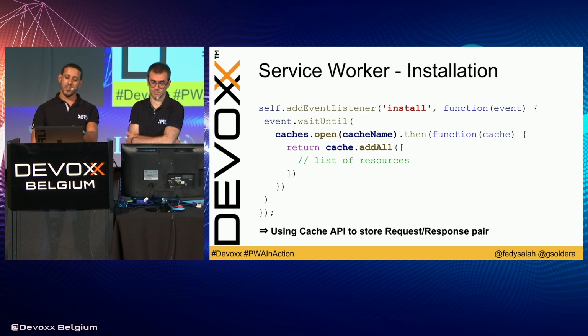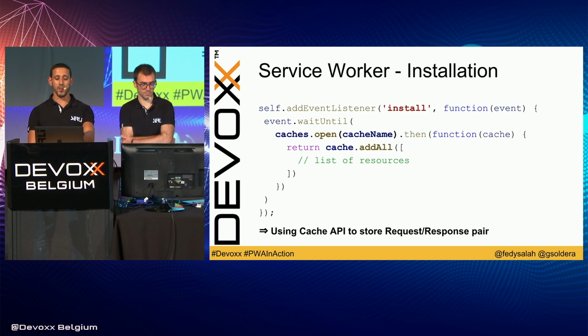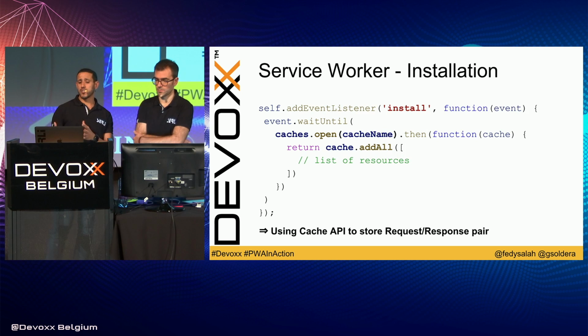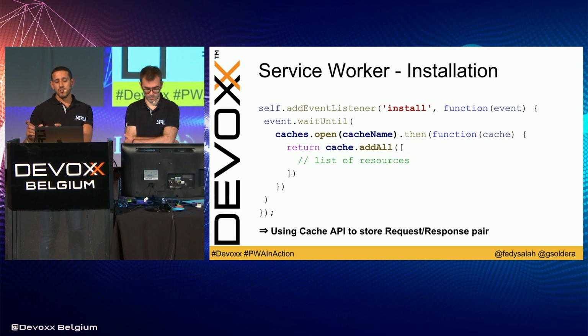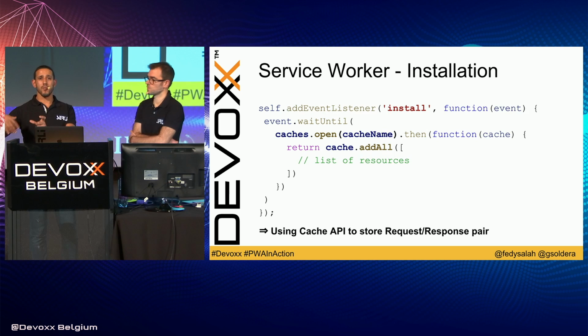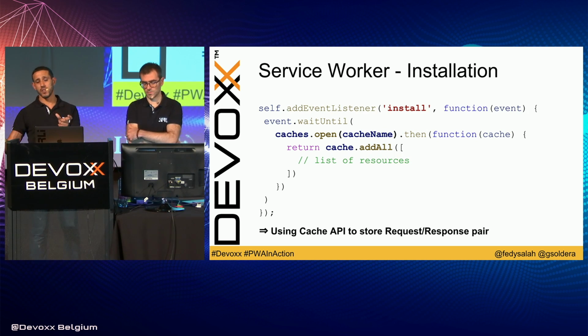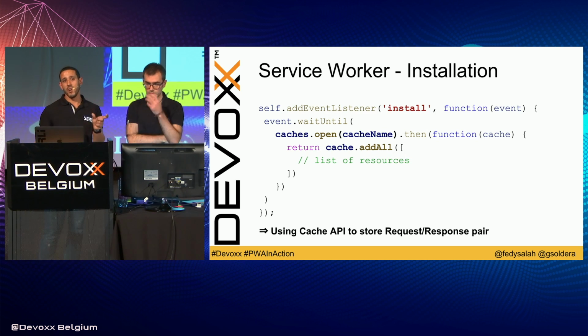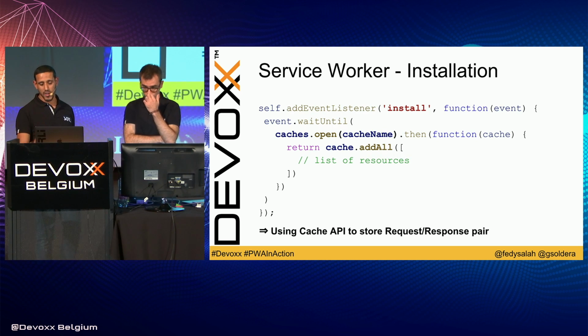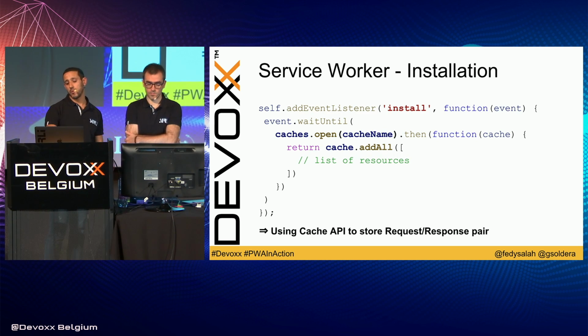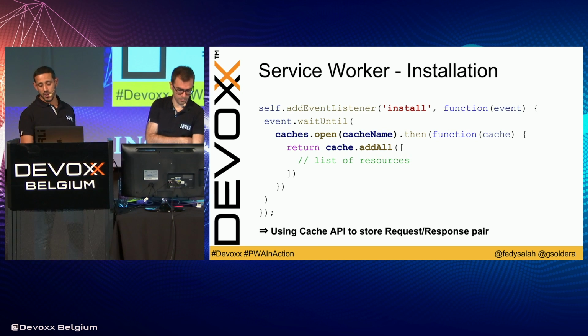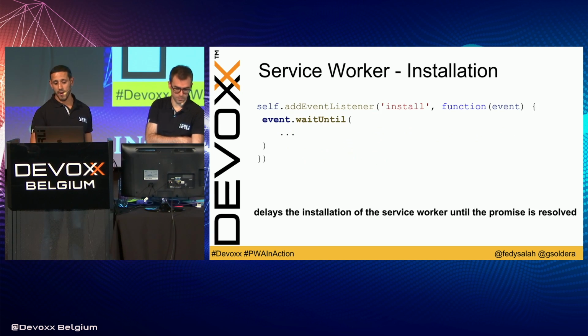So when we see the code, we listen to the install event, and we use the cache API to open the cache. The best practice to do here is to name your cache. If you have multiple applications on the same origin, each application will have its own cache because the cache is unique per origin. So the best recommendation is to name your cache. And in this case, we will use the cache API to store the request-response pair.